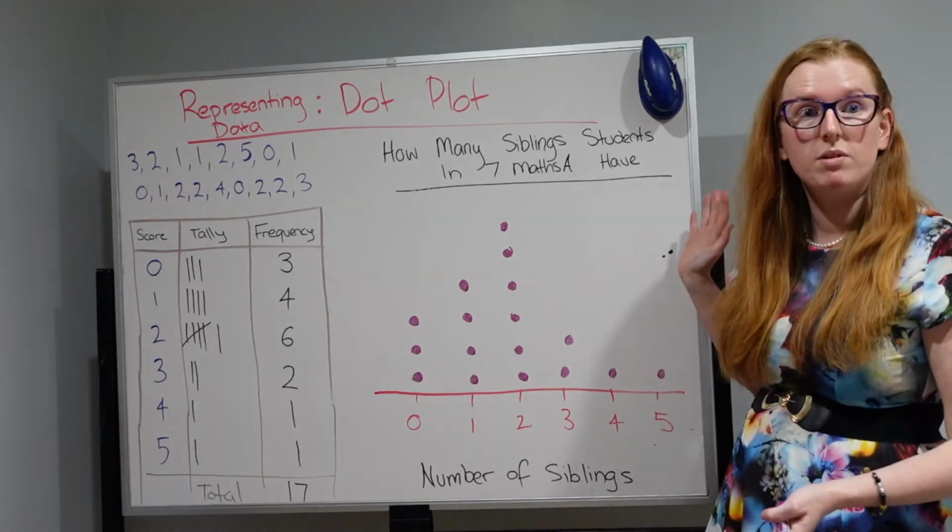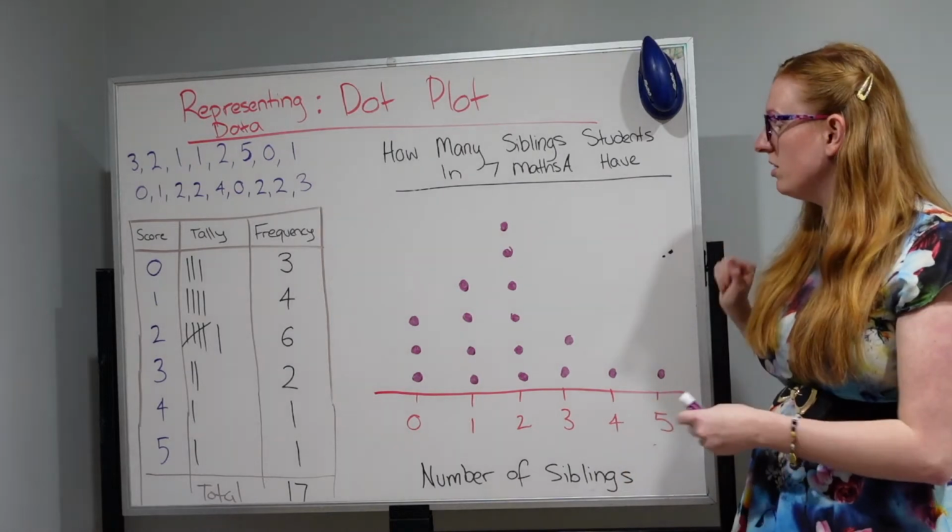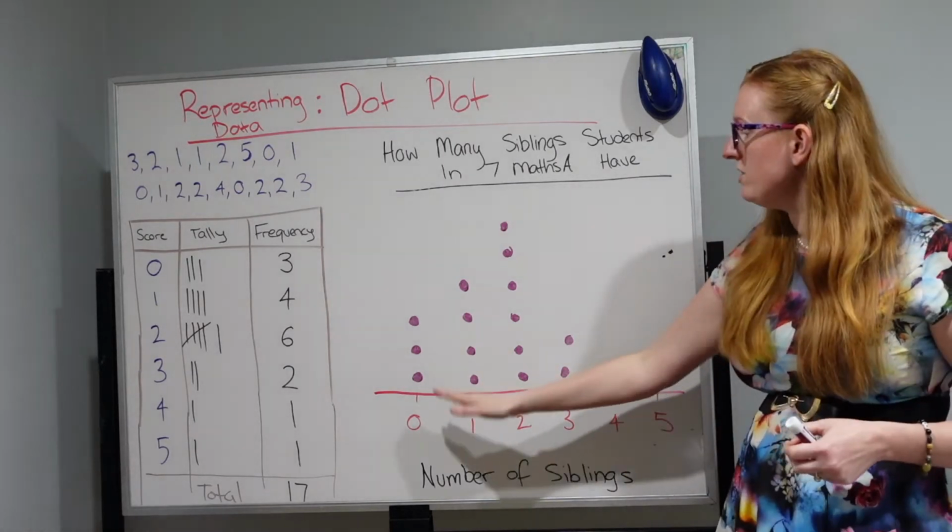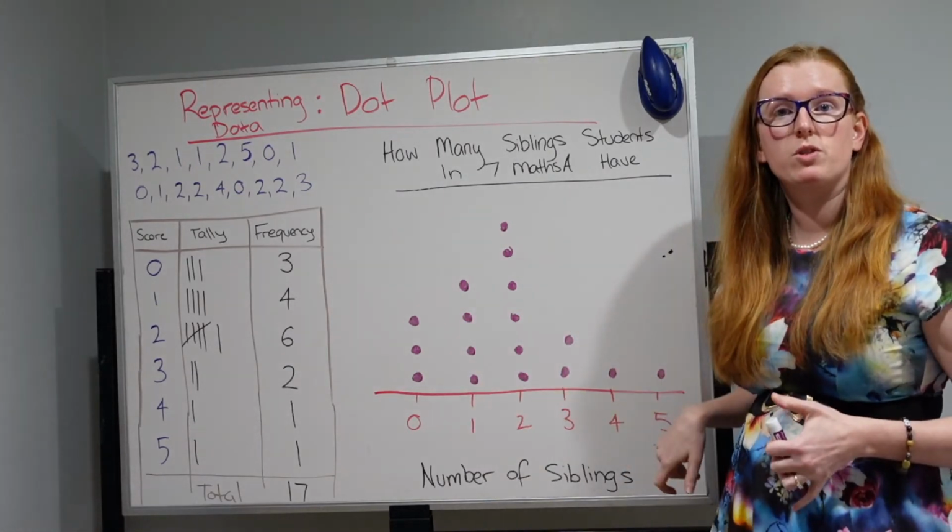They're very simple, very easy to make. There's not a lot that you have to remember. It's just 1 dot equals 1 vote for each of your scores.